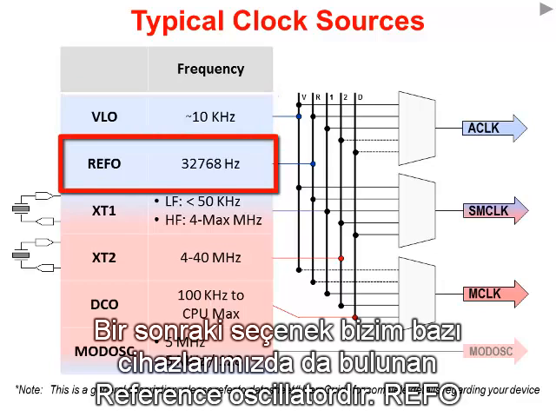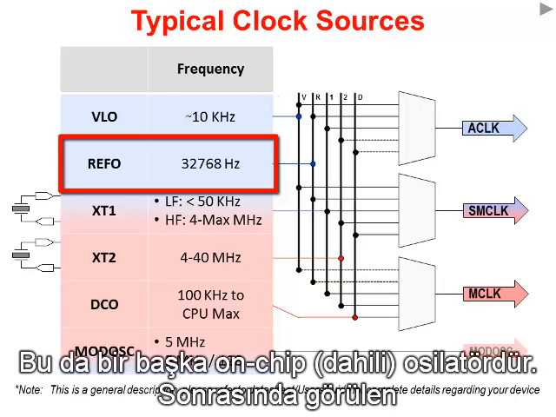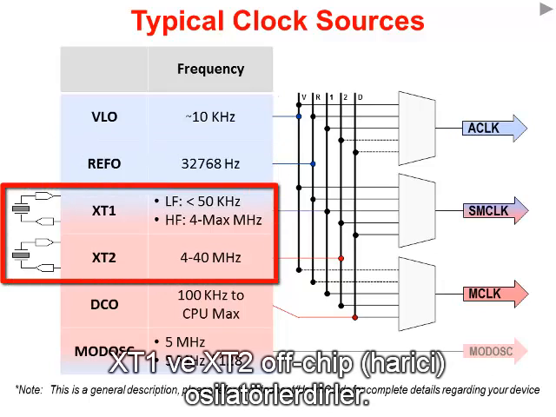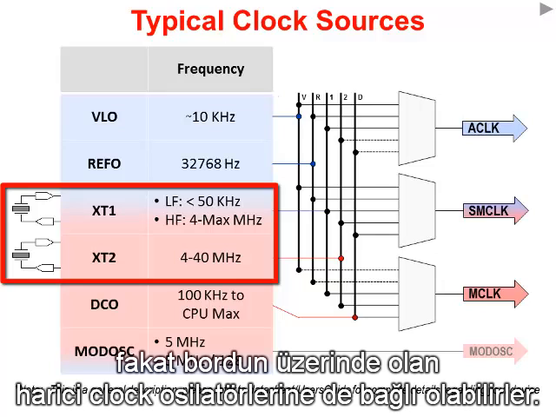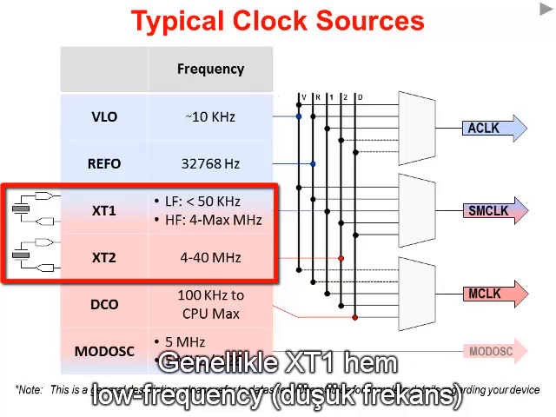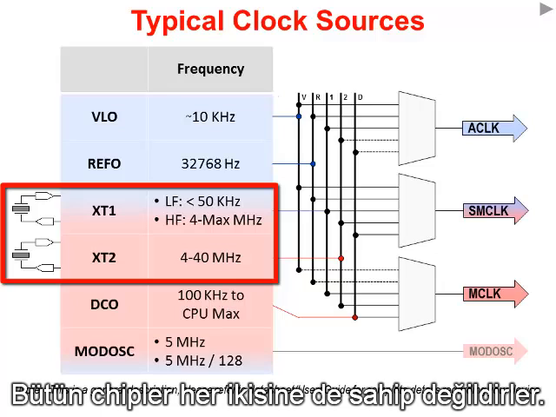The next option found on some of our devices is the reference oscillator, and this runs at a very standard 32 kilohertz rate. It's another example of an on-chip oscillator. The next two we show here, XT1 and XT2, represent the off-chip oscillators. Usually those are tied to crystals, but they could also be tied to an external clock oscillator that you might have on your board. Usually XT1 is used for either low frequency or high frequency, and XT2 is primarily used for high frequencies. Not all chips have both of them.